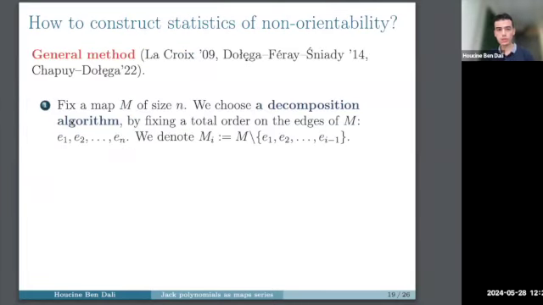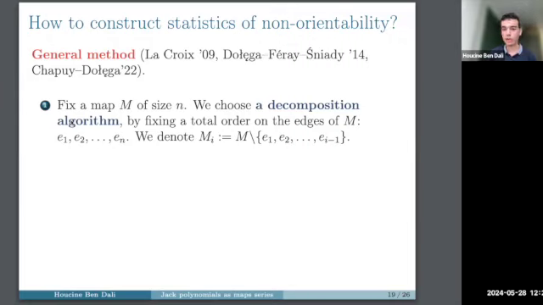Are there any questions about this definition? Okay, this definition is very useful to define generating series which are a deformation of orientable generating series and non-orientable generating series. The only problem with this definition is that it does not tell us how to construct such statistics of non-orientability.